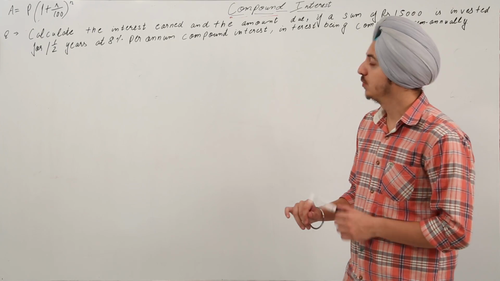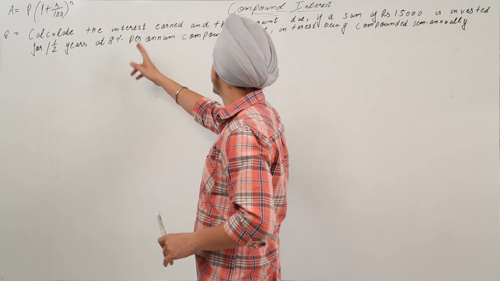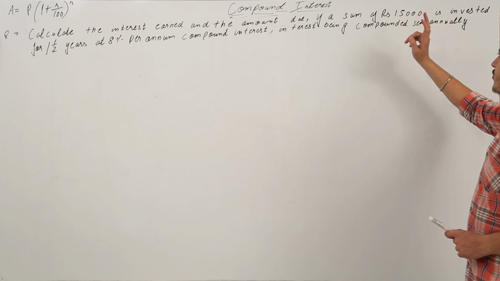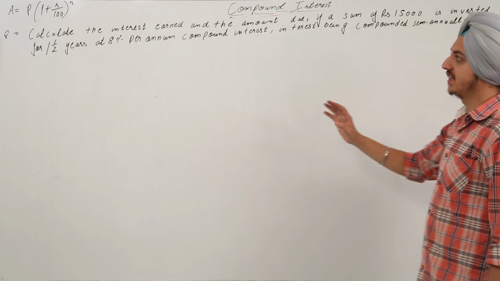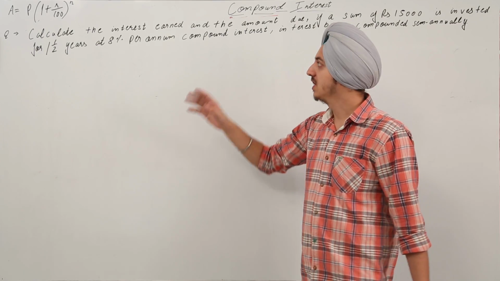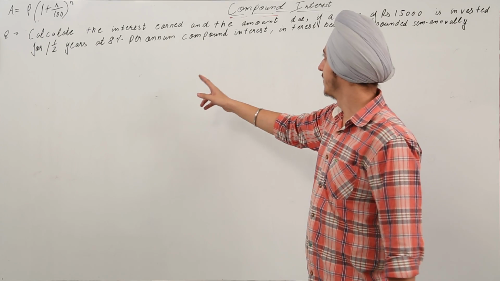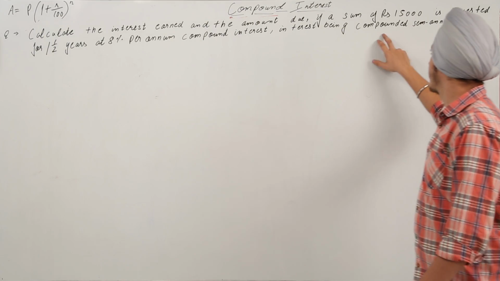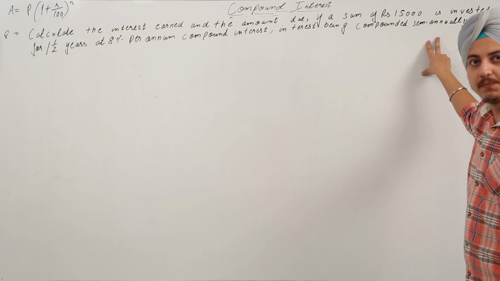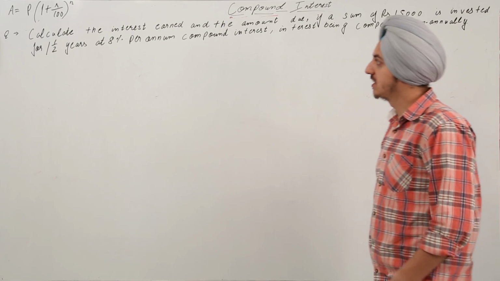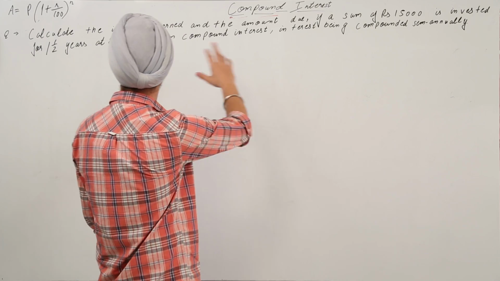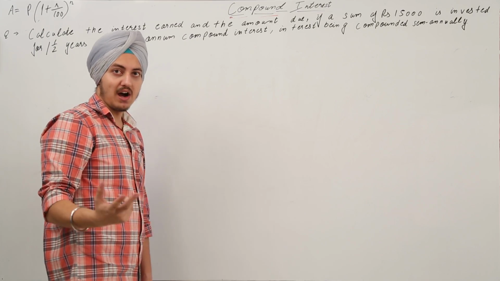Now we have a question which says: calculate the interest earned and the amount due if a sum of rupees 15,000 is invested for 1.5 years at 8% per annum compound interest, and the interest being compounded semi-annually. So semi-annually means half yearly, right? So if the interest is compounded half yearly, what is the rate of interest for 1/2 year?